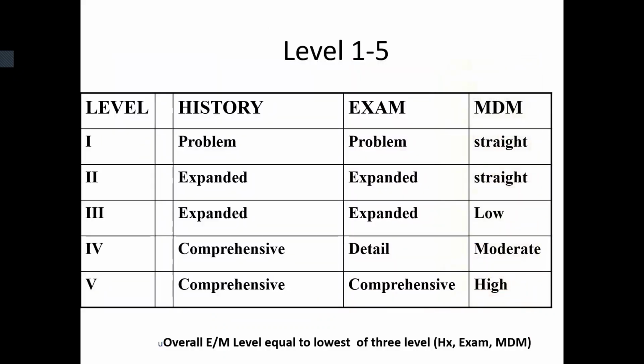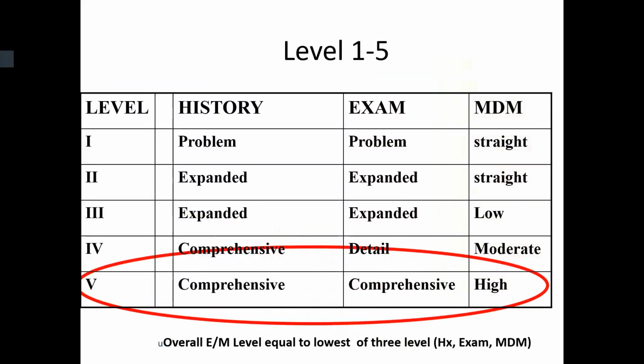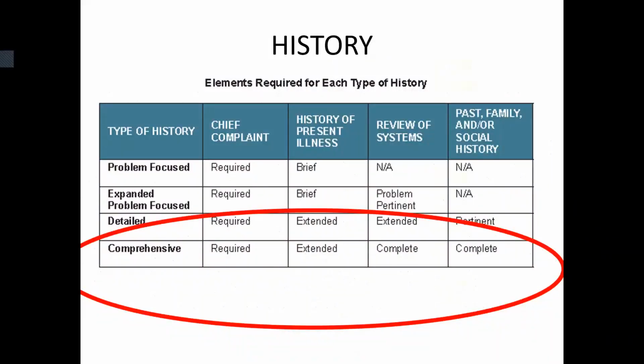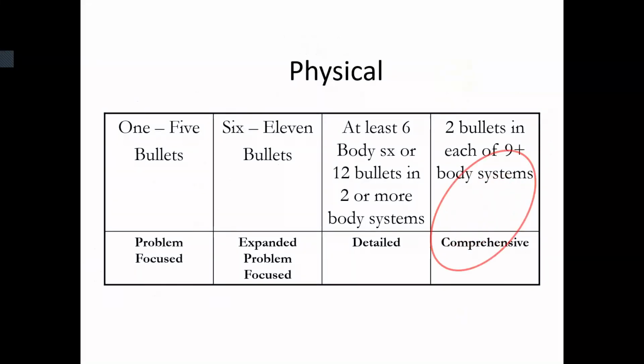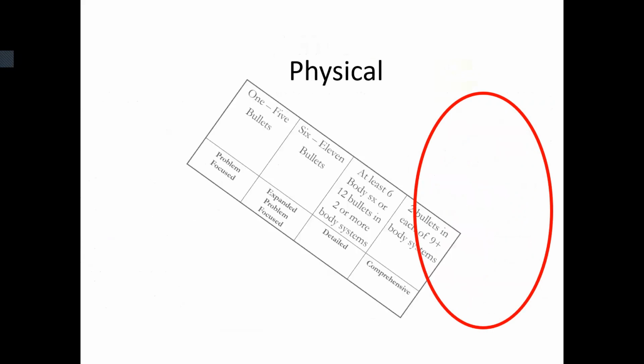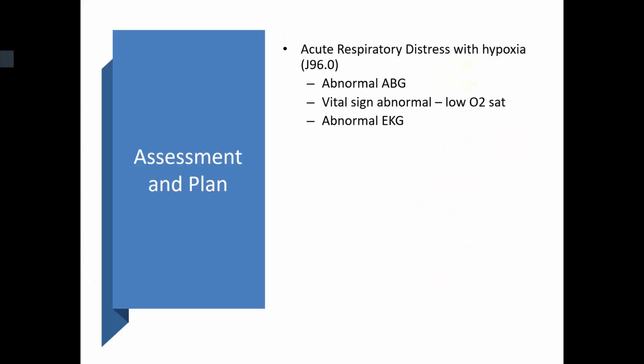So under the old system, you would have to do a history with 4 elements of an HPI. You'd have to do an exam with 9 elements in order to satisfy that. That's no longer required. You don't have to worry about counting up your HPI elements or review of system elements. That goes away. And again, in the old system, you would have to have 9 body systems examined. Again, all of that went away.